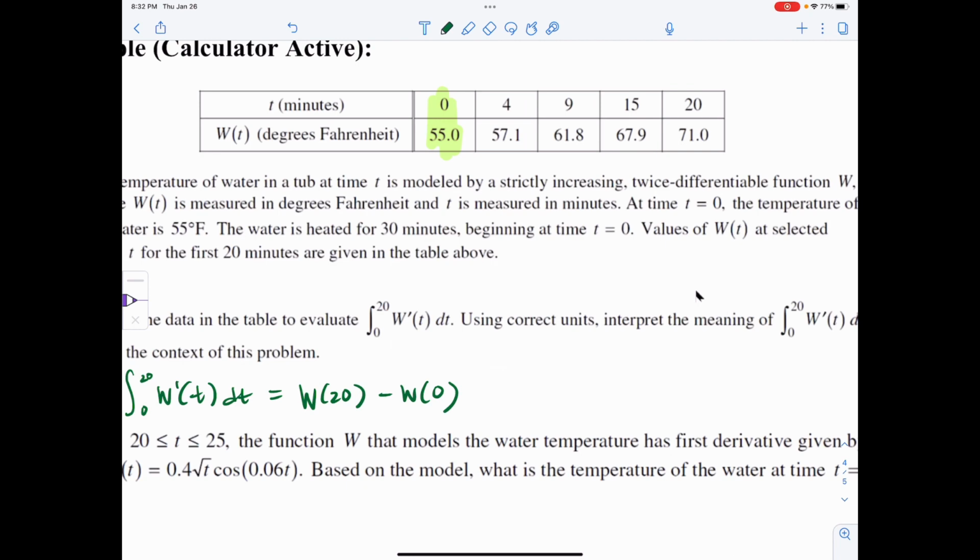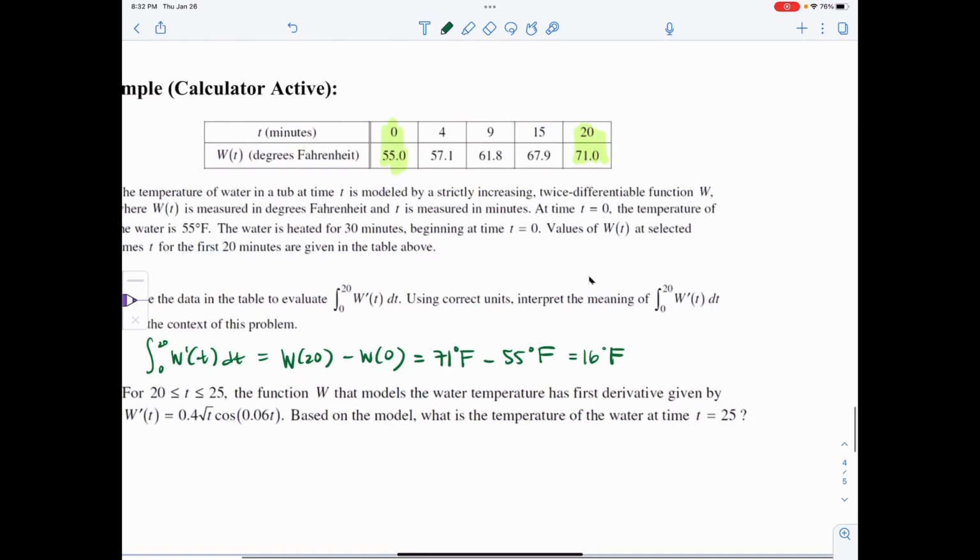And we can see that W of 20 is 71 degrees Fahrenheit, minus 55 degrees Fahrenheit. So 71 minus 55 is 16 degrees Fahrenheit. We need to make sure that we interpret the meaning. So we have correct units, but we need to interpret the meaning in the context of this problem.